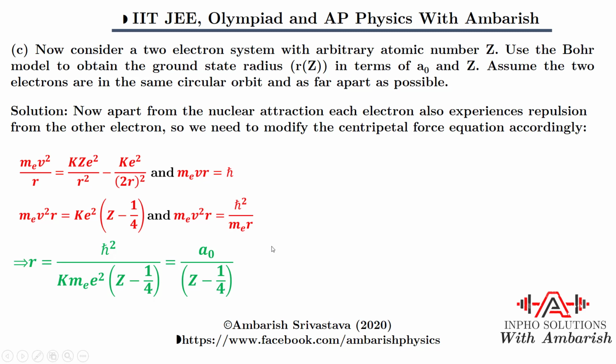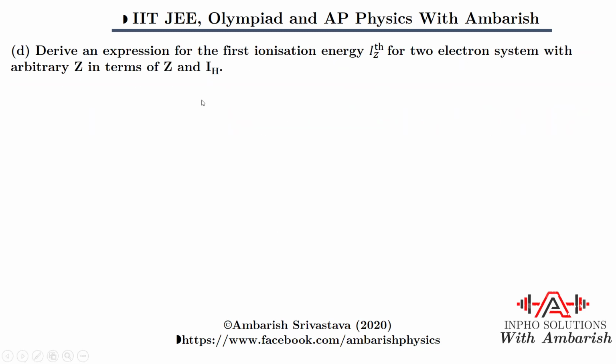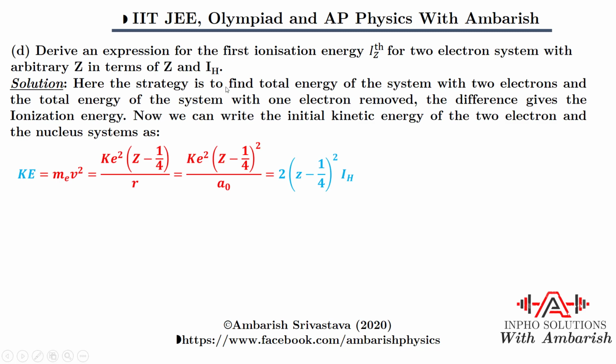Now things get more interesting with part D. Derive an expression for first ionization energy, I z theoretical. Here th is theoretical because later on we'll also get experimental parts. So first ionization energy, I z theoretical, for a 2 electron system with arbitrary z in terms of z and I H. Whatever we did in part C, the same thing we have to do for a general z now. In fact, in part C also we obtained the radius for general z. Now we have to obtain the ionization energy for the general z with a 2 electron system.